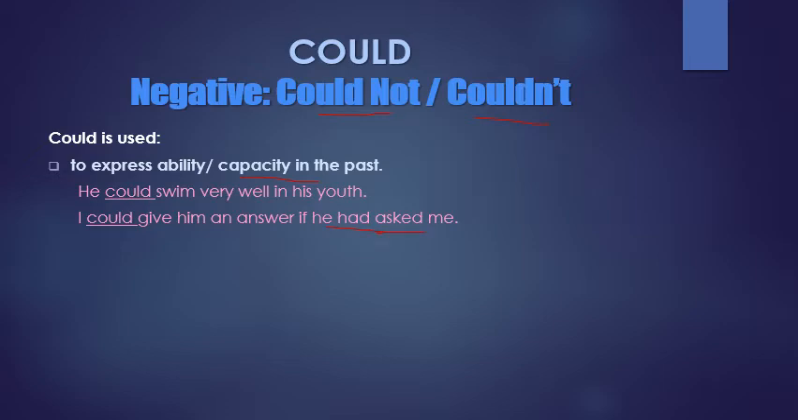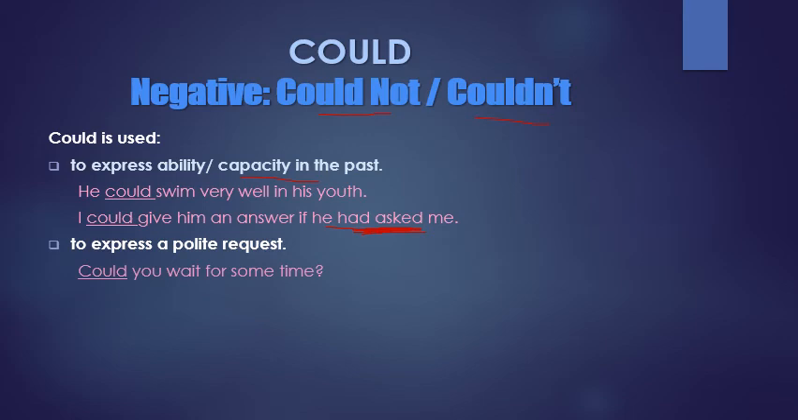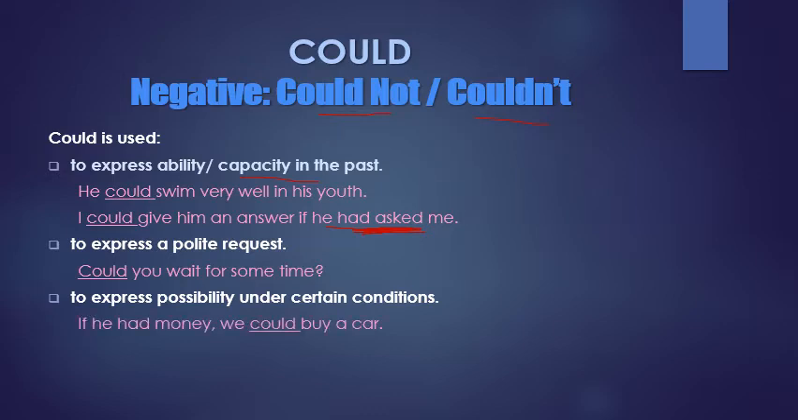Past, had asked. This is which form of the verb? Third form of the verb, and which tense is it? Past perfect. To express a polite request: Could you wait for some time? Could you help me? Could you give me your phone? Polite request. To express possibility under certain conditions: If we had money, we could buy a car.